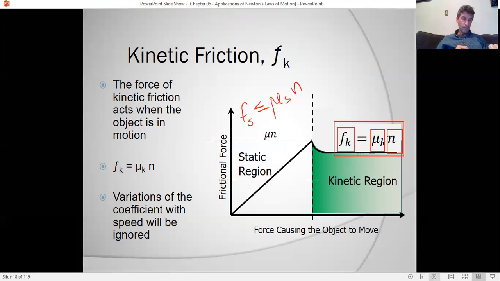Okay? So over here with static, it's ramping up, it's ramping up, it's ramping up. And finally, we reach some value where the object's going to start moving. Okay? So that's very important.